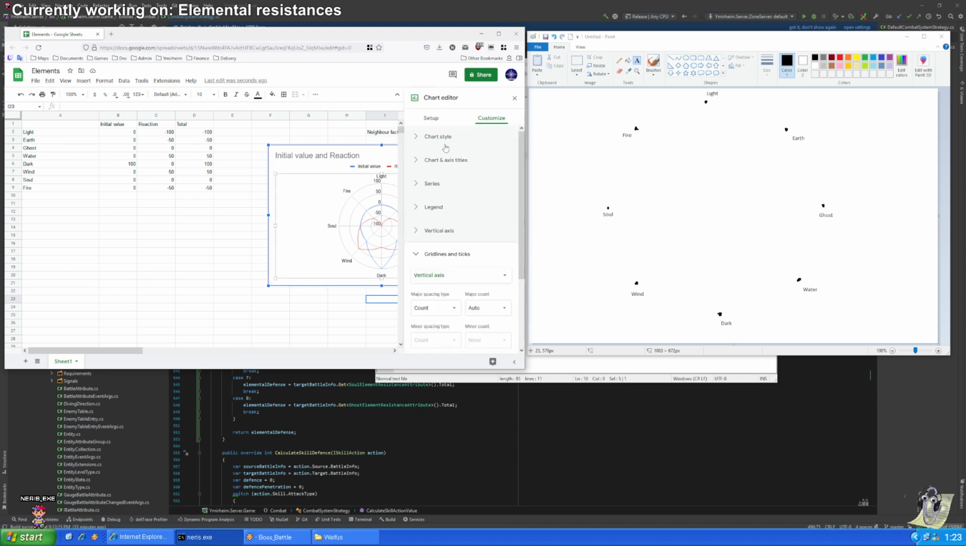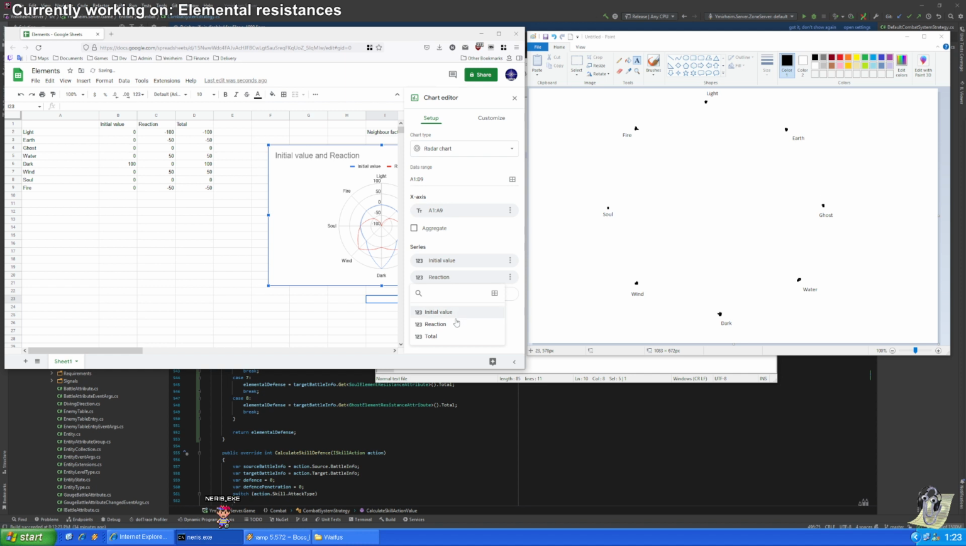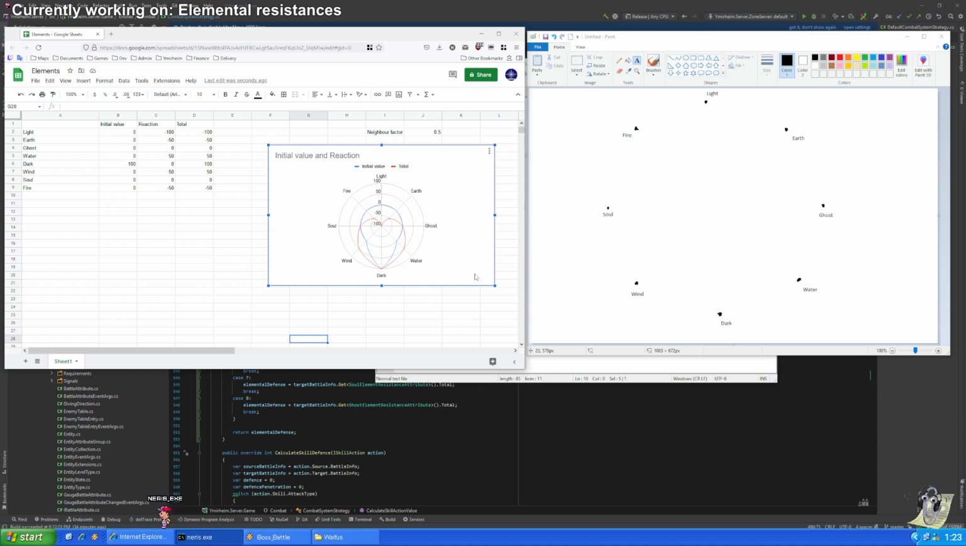But not reaction. It's gonna be total. So let me pick, for example, soul 100%. Yeah, the scale is a little bit weird.